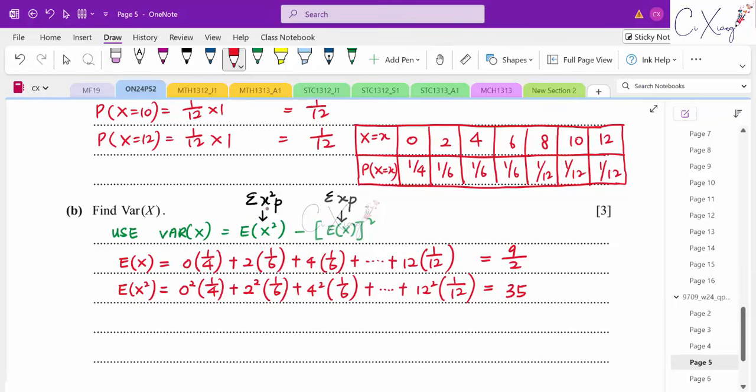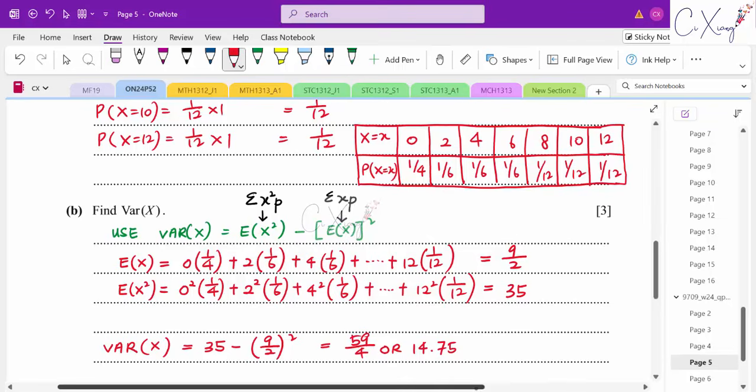Okay, so after I successfully get the expected value for x and also x squared, then only I can find out the variance of x. So the variance of x formula is 35, the expected value for x squared, minus the square of the mean, which is 9 over 2 squared. So if you simplify this particular answer, it should be 59 over 4. Or if you want, you can put it into a decimal number, 14.75.